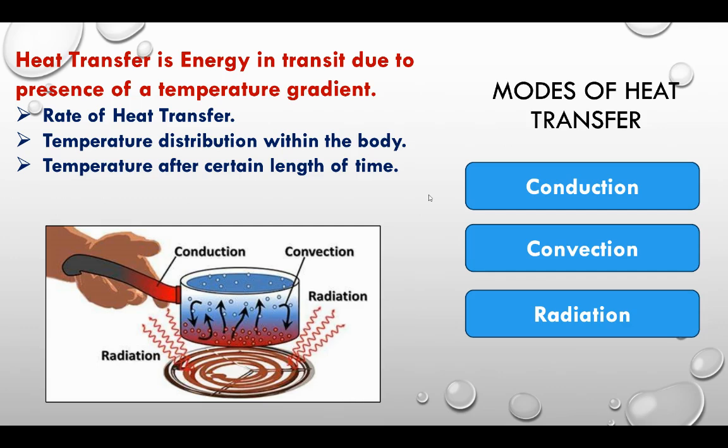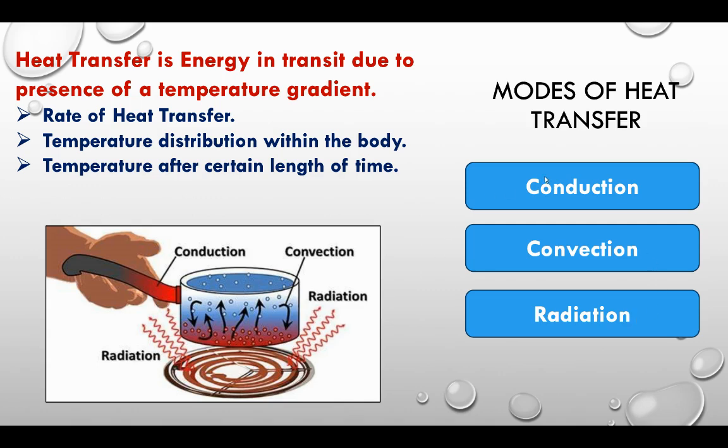And also in heat transfer we can know the temperature after a certain length of time. If there is a 10-meter length of rod, and heat is transferring from one point to another point, and we want to know how much heat there is at the 7-meter length, we can find it only in the modes of heat transfer. We can't find it in thermodynamics.